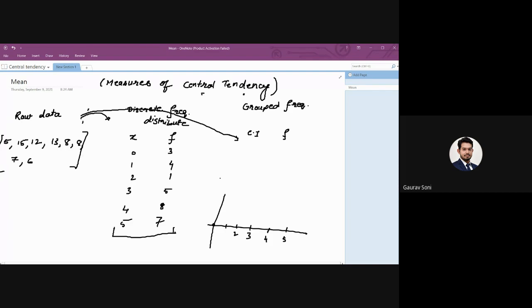What is the formula for the mean in the first case, if the data is in raw form? Anyone? Sum of the outcomes upon total number of outcomes. That is the basic definition of the mean which we use for raw data. I'll write it down in a systematic form.